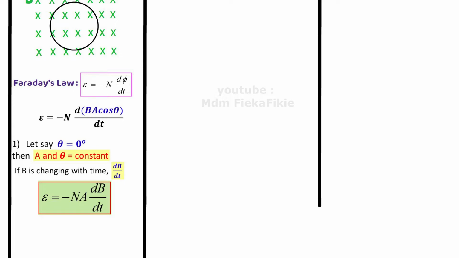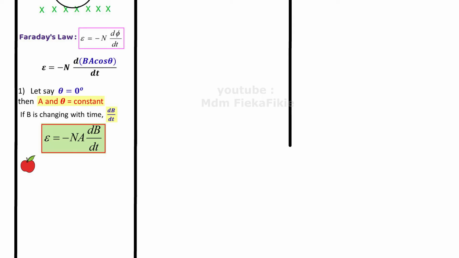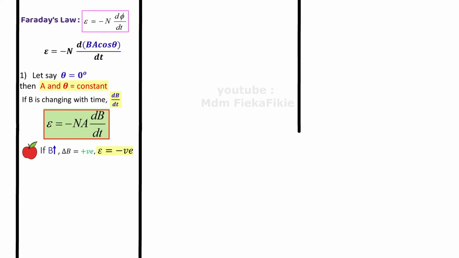Okay, so berdasarkan equation ini, sekiranya perubahan magnetic field itu meningkat, that's mean the delta B, B final minus B initial akan jadi positive value. dB over dt juga akan jadi positive value. Sebab apa? Sebab B meningkat. Maksudnya, B final lebih besar daripada B initial. Jadi, bila delta B, B final minus B initial, kita akan dapat nilai positif.